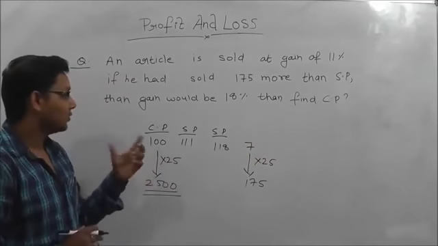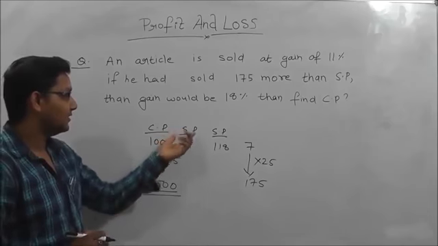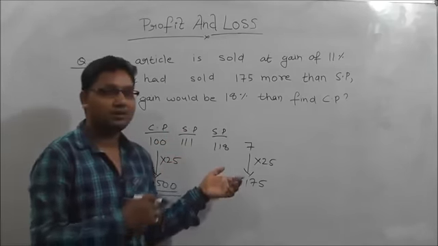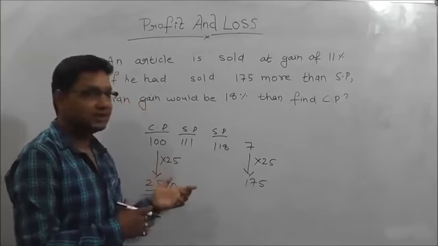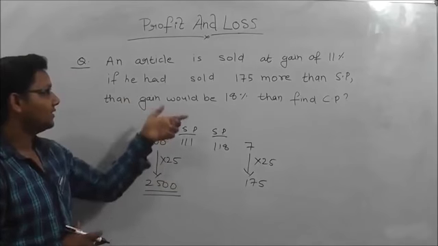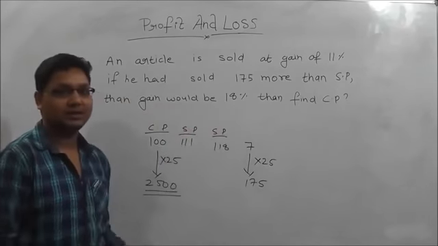If the question had asked what is the selling price, you can multiply this by 25. Any value you can find with the help of these terms. So 25 is the multiplier to get 175 more than the selling price.